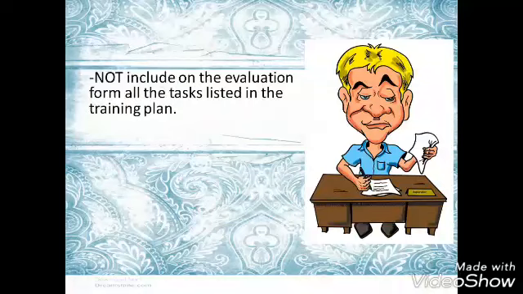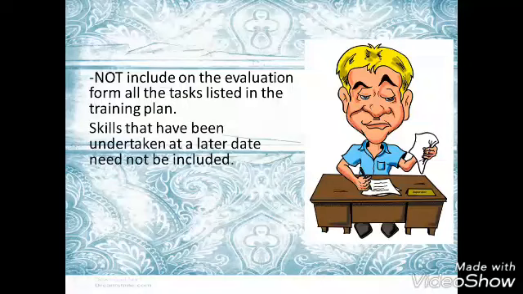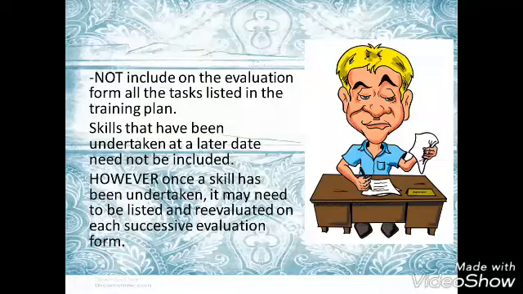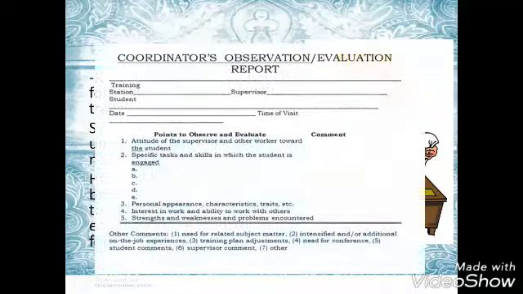Skills that will be undertaken at a later date need not be included. However, once a skill has been undertaken, it may need to be listed and re-evaluated on each successive evaluation form. In Sample 3, the right-hand column is headed Comments. You could choose instead to have a rating scale like poor, fair, good, excellent in the right-hand column for indicating how well the student is performing on each item.